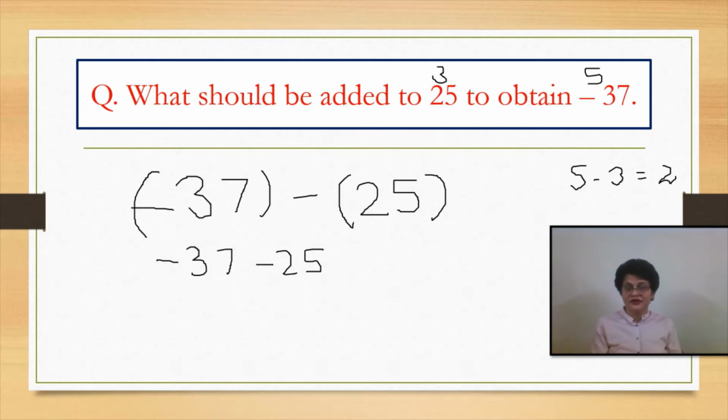Now we have learned that a negative number added to another negative number makes it more negative, right? So we will write the minus sign here and add 37 and 25. Those who can do it mentally, excellent. Those who cannot have to write it here and do it. We have 7 plus 5 is 12, so 2 and carry 1, then 1 plus 2 is 3 and 3 plus 3 is 6. So the answer is negative 62.